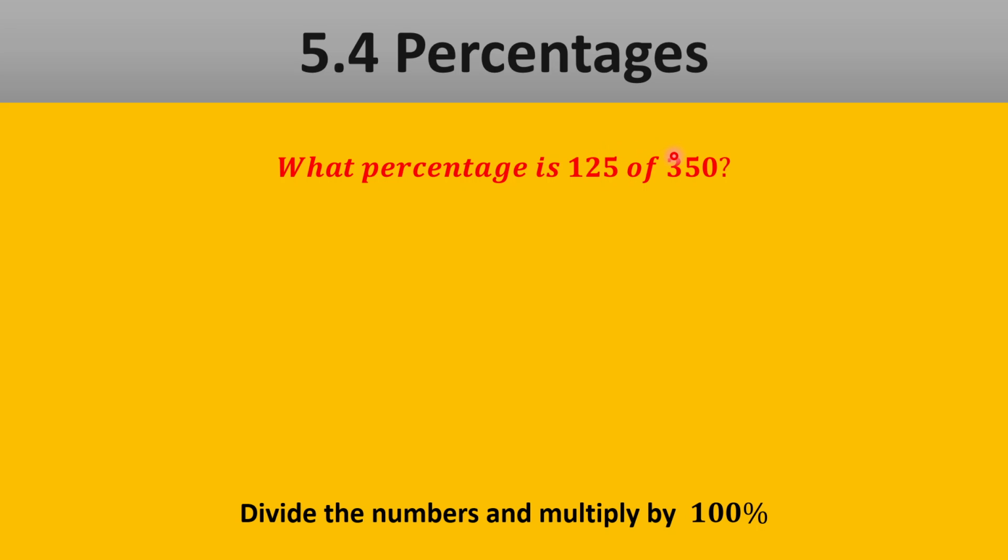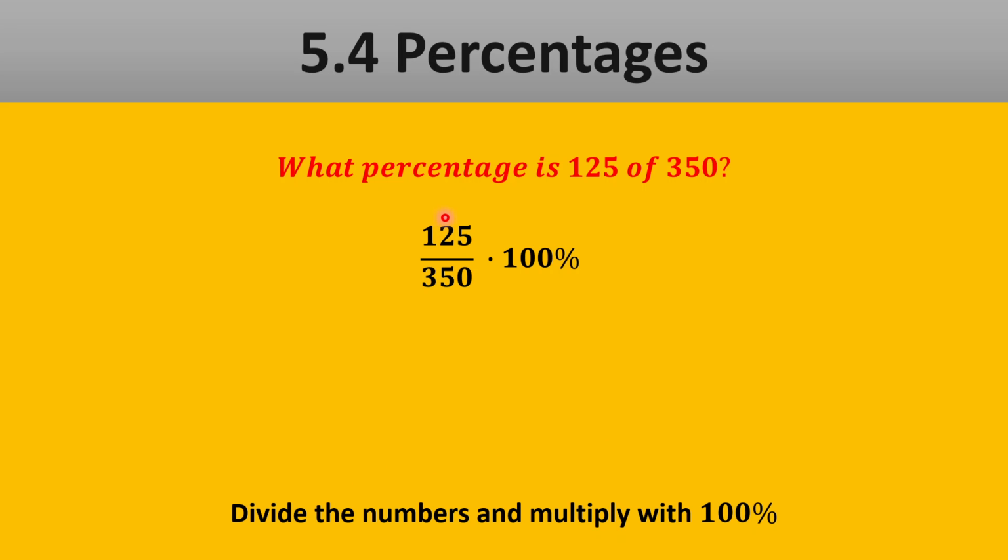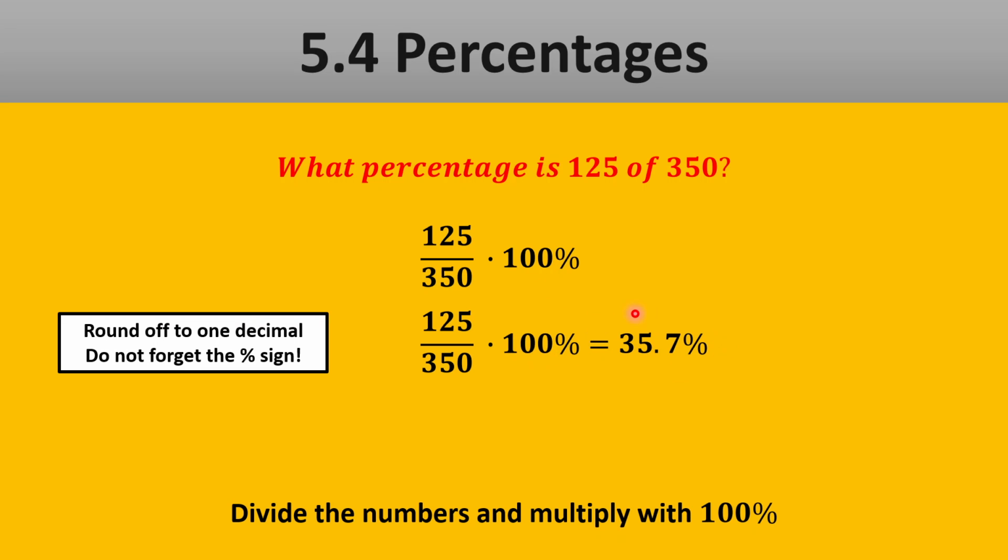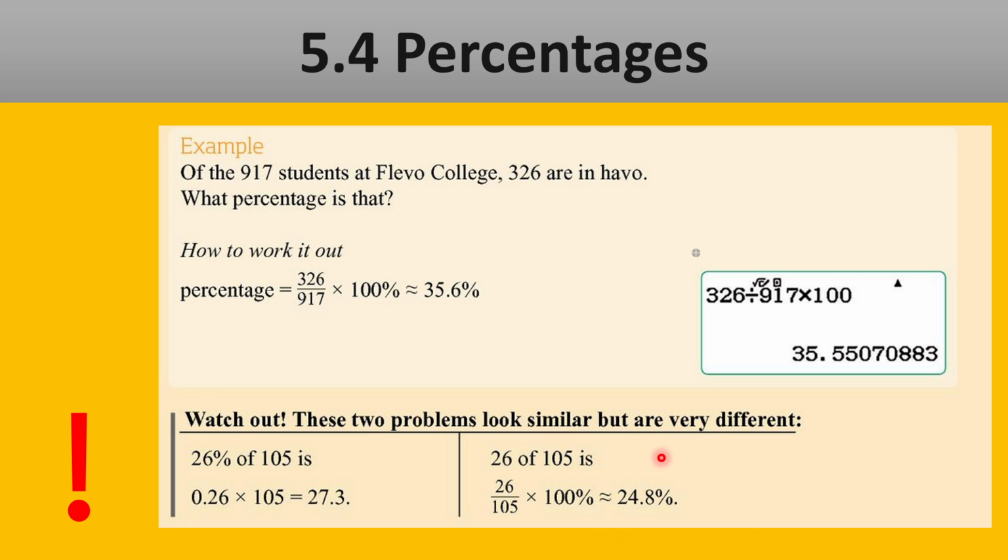I have two amounts. I'm going to calculate the percentage. So I'm going to divide part by the total. I divide the numbers and multiply it by 100%. 125 divided by 350 times 100%. And here I find a percentage in the end. Don't forget to write down this percentage here. And also don't forget to round it to 1 decimal.